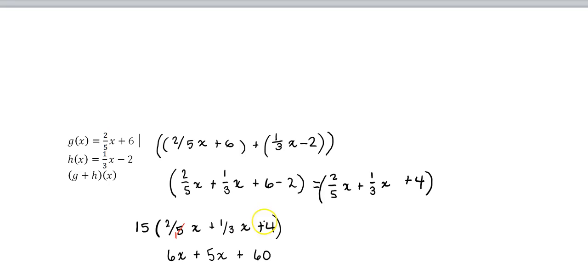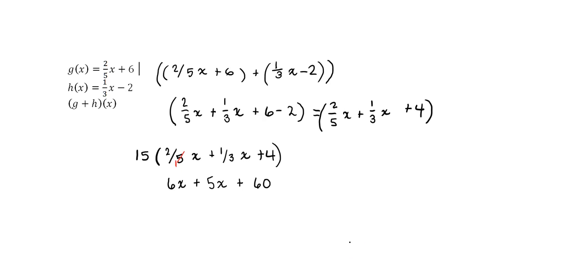So I'm going to go ahead and, maybe I should just rewrite it. So this is going to be a 2/5 times 3. There we go. Times 3. And then here I'm going to have a times 5, and that's going to cancel. Alright, so here I have my sum is 11x plus 60.